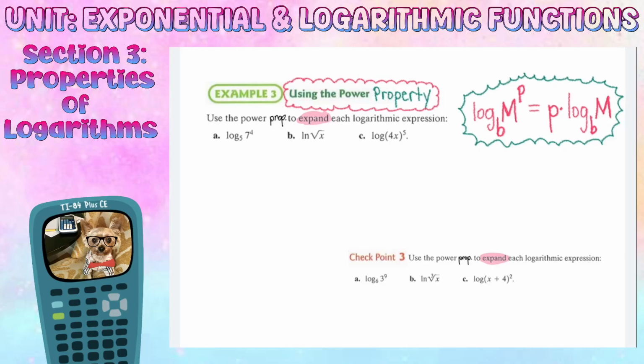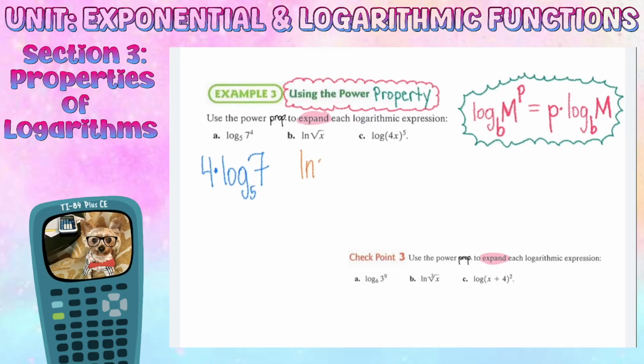Okay, so let's go. First example here, we have log base 5 of 7 to the 4. So all we do is we bring the power out front. Do I have to write this dot? No, I don't have to. I'm just writing it now to really highlight that it's being multiplied. 4 times log base 5 of 7, and that's it. You are done.